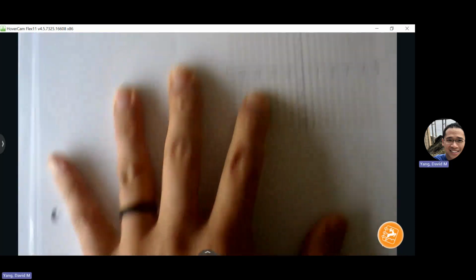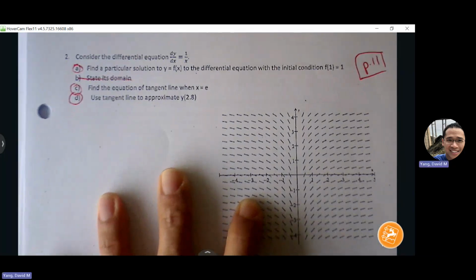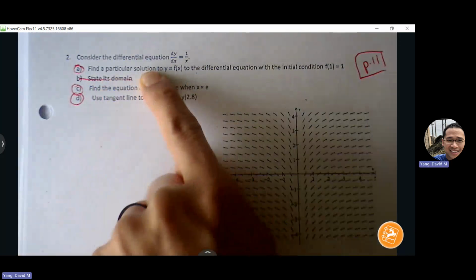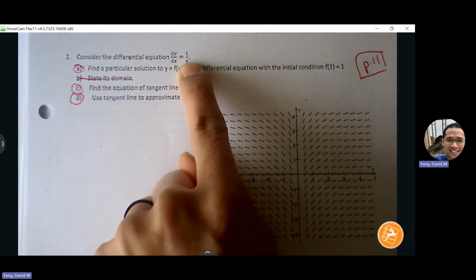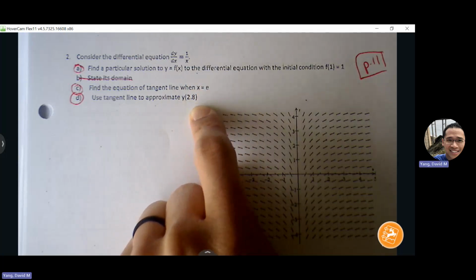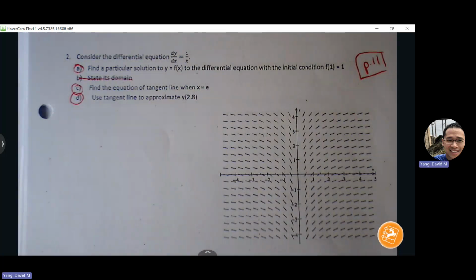Did we do number 2 on page 11? This is from your test review packet. Oh, we didn't. Okay, all right. So let's do a full problem, not doing domain, but solving the differential equation of tangent line, linear approximation. Let's see if we can line all those up and make sure that we don't have any trouble with those.